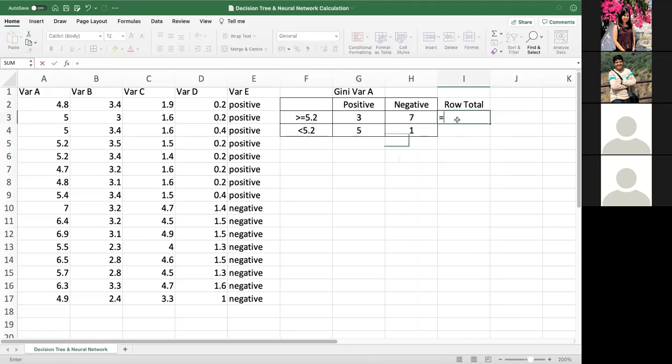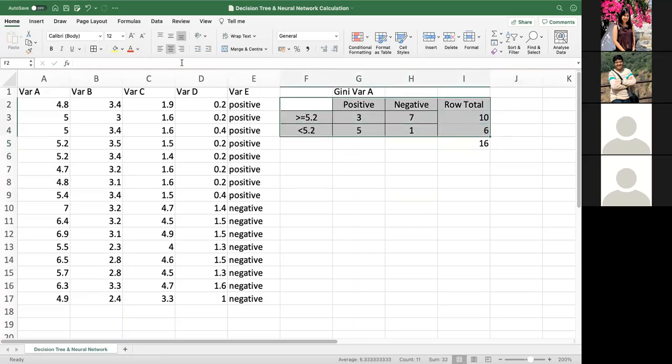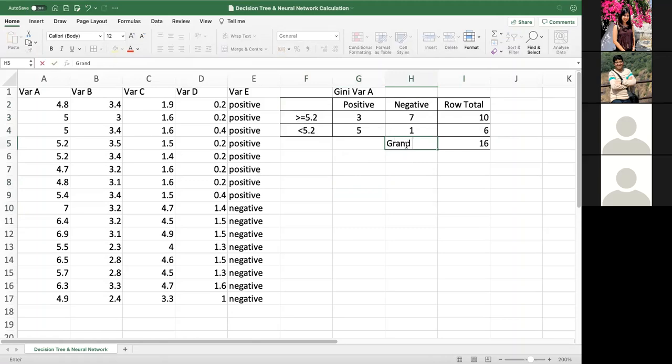Then it does the row total. What is the row total? It is 3 plus 7. Same formula, you can drag it down. And then the grand total is 10 plus 6, 16, right? It will create a table like this. This is your grand total, that means the total number of observations, right? All of you got this?